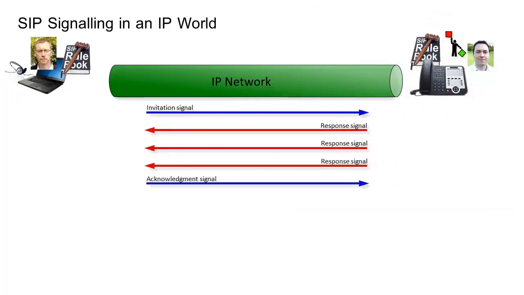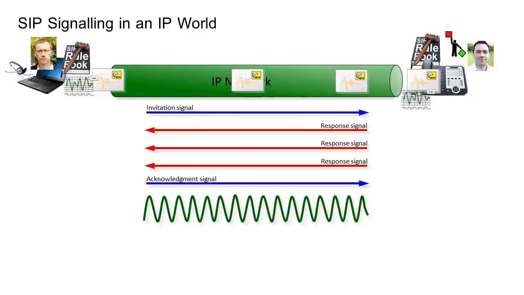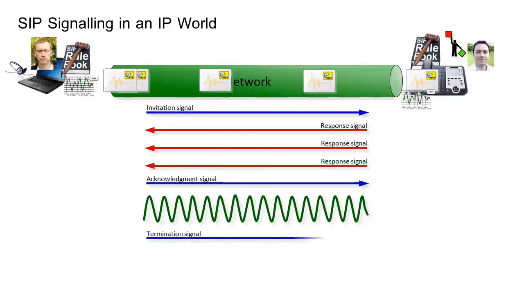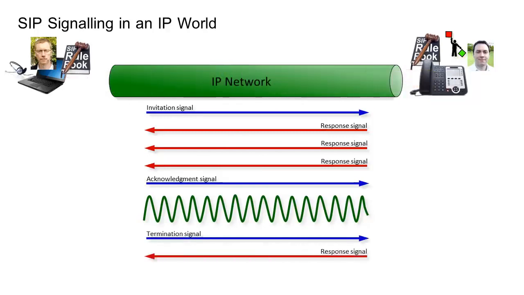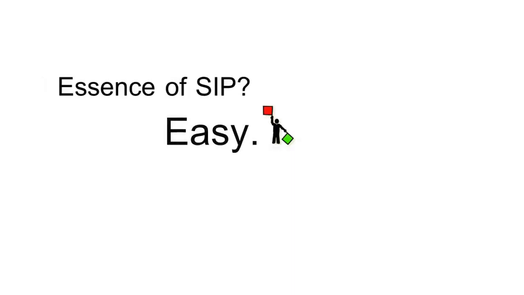Then, with signaling complete and codecs determined, the phones get busy exchanging media packets that digitally convey the conversation. Then, sometime later, one of the parties signals the end of the call and both stop sending media. The call is terminated. Simple. Now, understanding the essence of SIP is really quite easy. It's just signaling to set up and manage IP communication sessions.